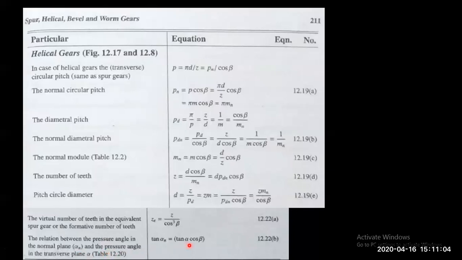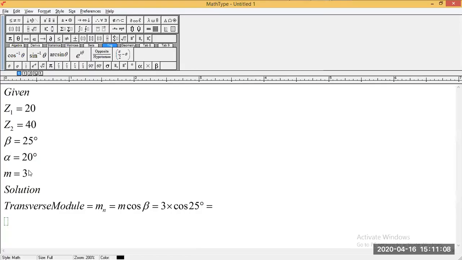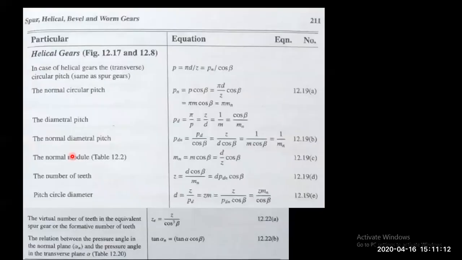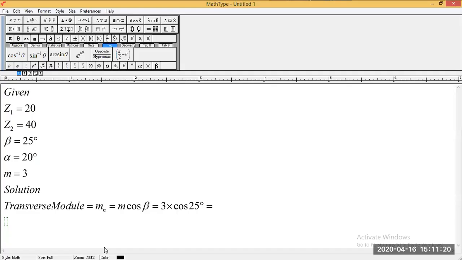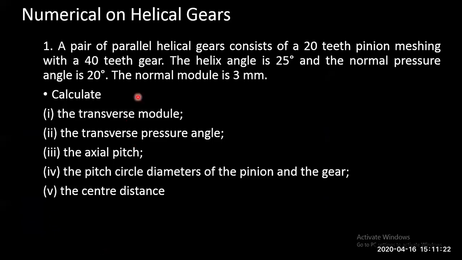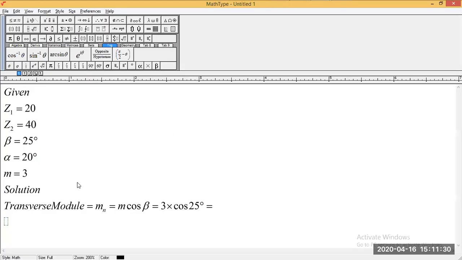I think alpha is already there in our question, this 20 degrees. We can just find this alpha n, the normal pressure angle. These are just normal and transverse. Because the transverse module, this is the normal module given, we need to find the transverse module. So normal module.